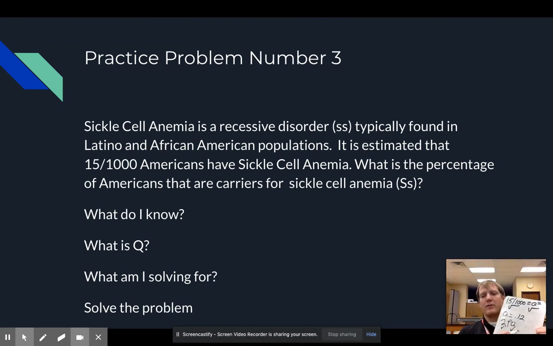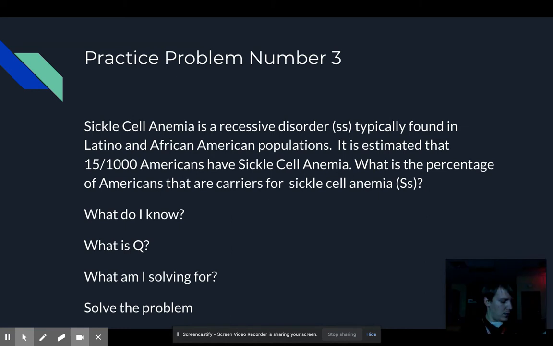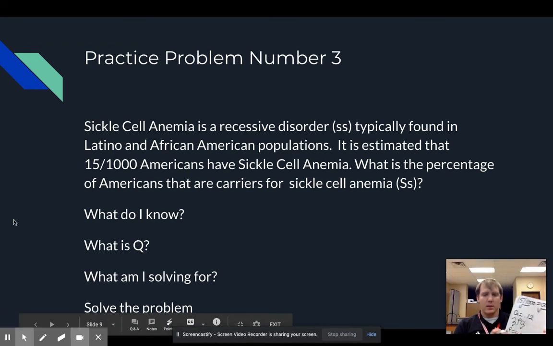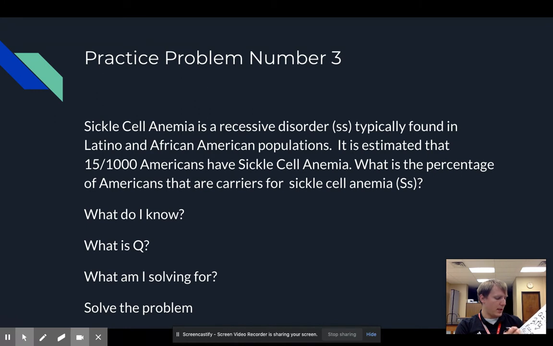I know 2, that's just a number, and I know q, that's just a number. So now I need to solve for p. So p is equal to 1 minus q, so p is equal to 0.88. Now I'm going to plug that number into my equation: 2 times p times q. I'm going to plug that into my calculator: 2 times 0.88 times 0.12 is equal to 0.2112.